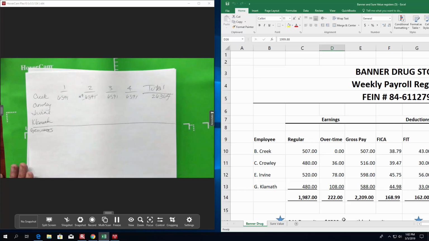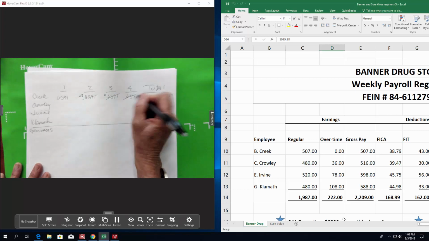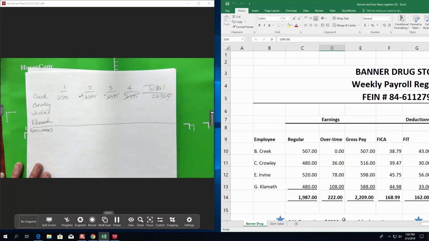How much of his wages are taxable in the third quarter? None. So once somebody caps, it's all zeros. Please complete that for all 4 people. And then tally up the next line item called FUTA wages.